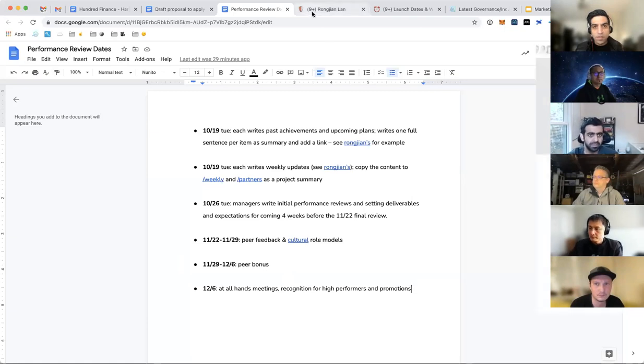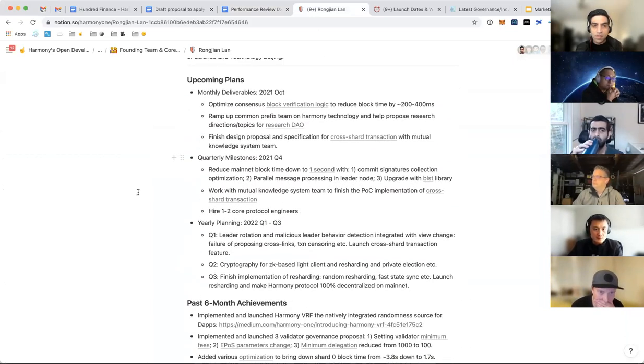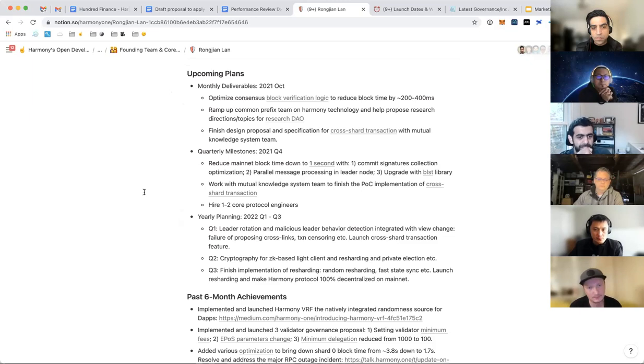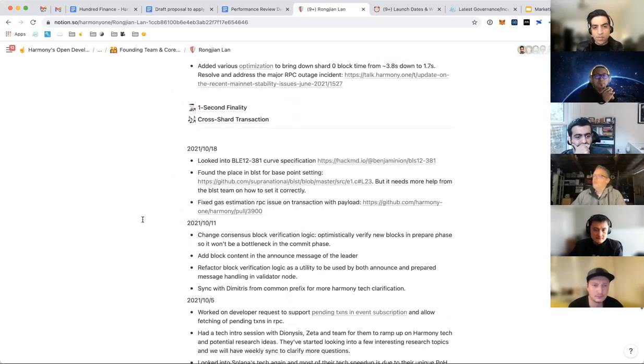But basically, we need items for monthly deliverables for this coming month, for this month, this quarter, and yearly planning, right? And you can see RJ here has kept it short and simple to 3 points. We also need past 6-month achievements. Again, try to keep it short, try to link to resources if you can. And then, just the kind of weekly updates underneath.